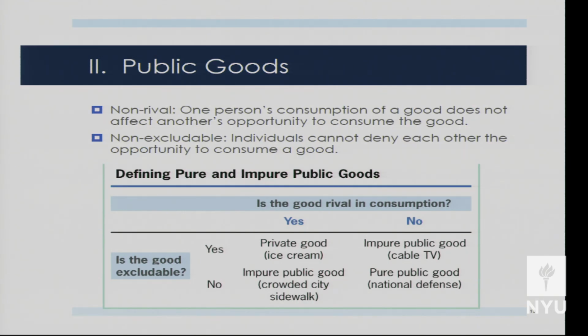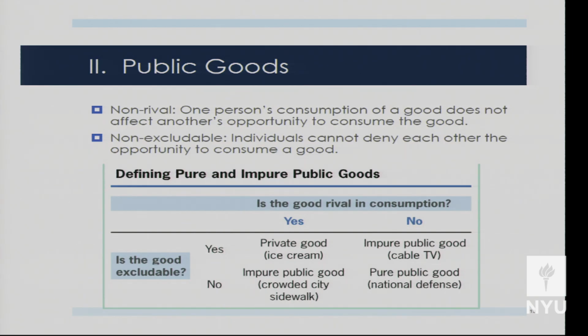An example of a rival, sorry, I said that. So cable TV is non-rival and it is excludable, right? Because the cable company can stop you from consuming it by just blocking you. It's an example of another impure public good.